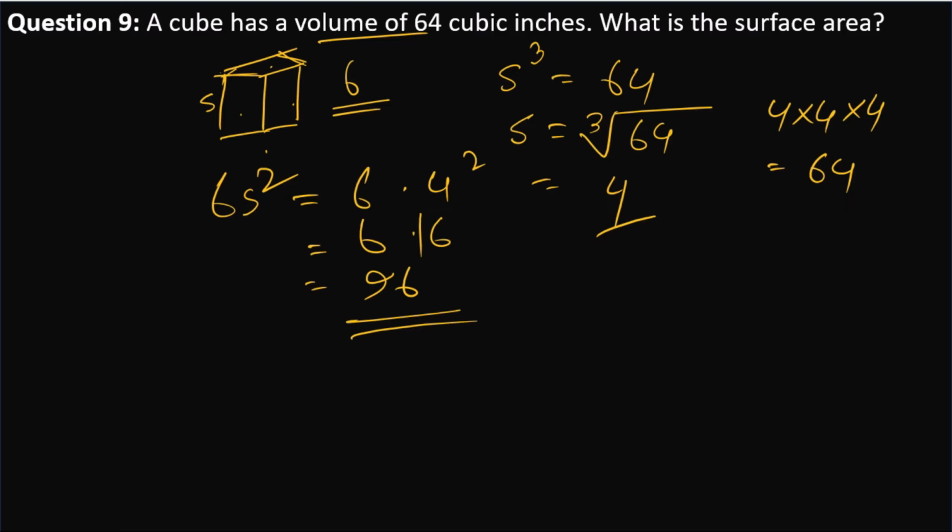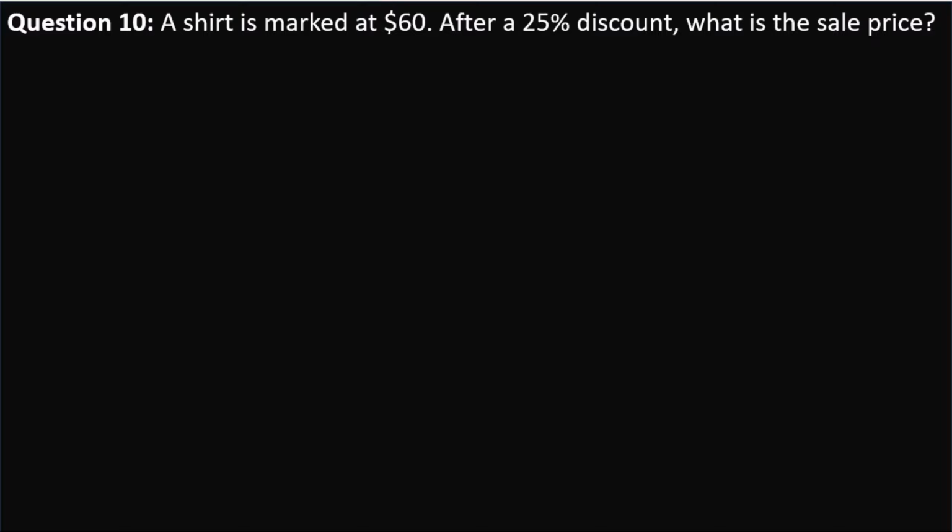See here. A shirt is marked at $60 after a 20% discount. What is the sales price? Okay, it's a simple thing. So 25% means 1/4. So 1/4 times 60 equals 15. So the sales price will be $60 minus $15 equals 45.